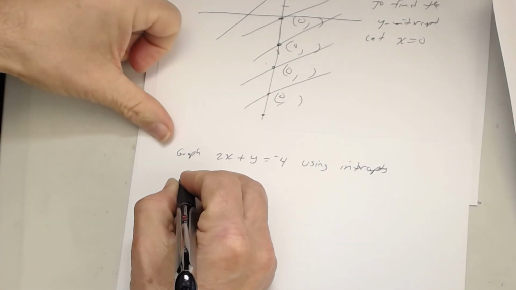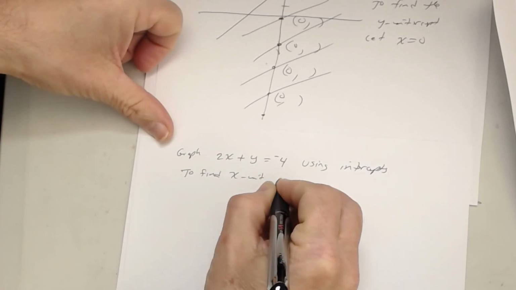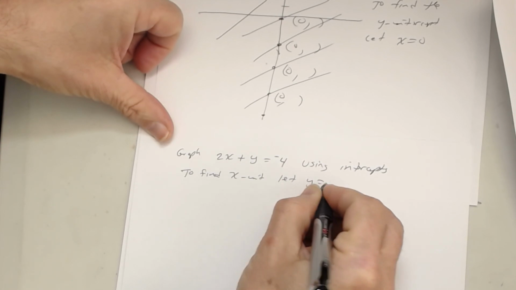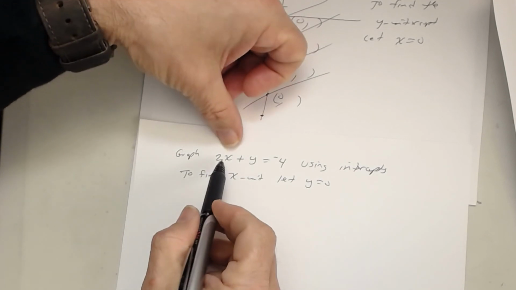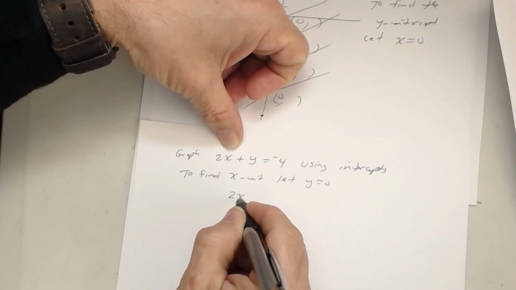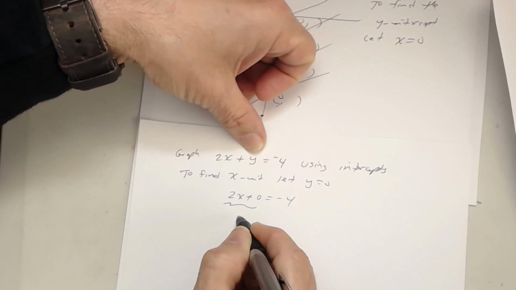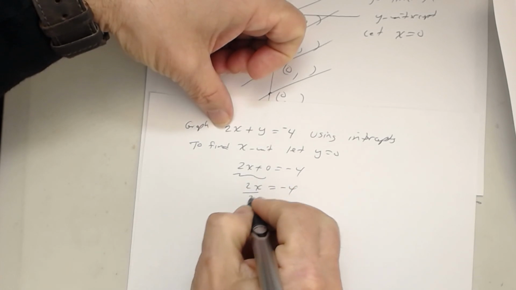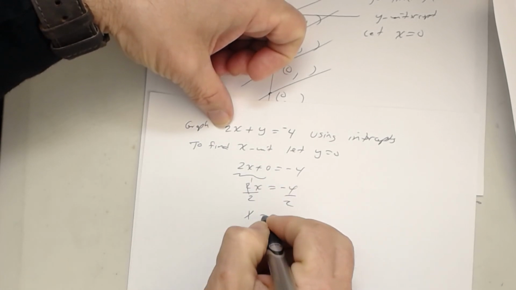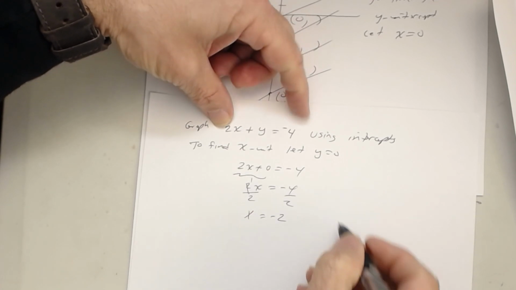So to find the x-intercept, I'm going to let what? Y equals 0. So if y is 0, wherever you see a y, what do I plug in? 0. So look, 2x plus y, what is y? Equal negative 4. But what is 2x plus 0? 2x. And how do I get x by itself? Divide by 2, and I found the x-intercept. The x-intercept is negative 2. That's the x-intercept.